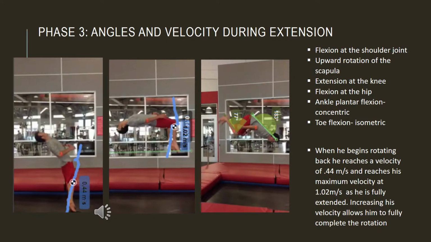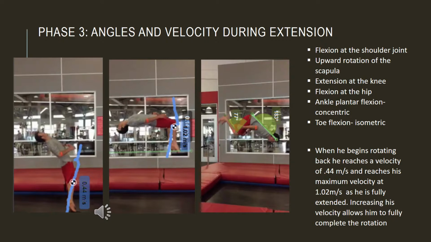Phase 3, angles and velocity during extension. For flexion at the shoulder, he uses anterior deltoid and pectoralis major upper. For upper rotation of the scapula, he uses his serratus anterior and lower trapezius. In extension at the knee joint, he engages his vastus lateralis, vastus intermedius, and vastus medialis. In flexion at the hip joint, he uses his sartorius, tensor fasciae latae, iliopsoas, rectus femoris, and pectineus.